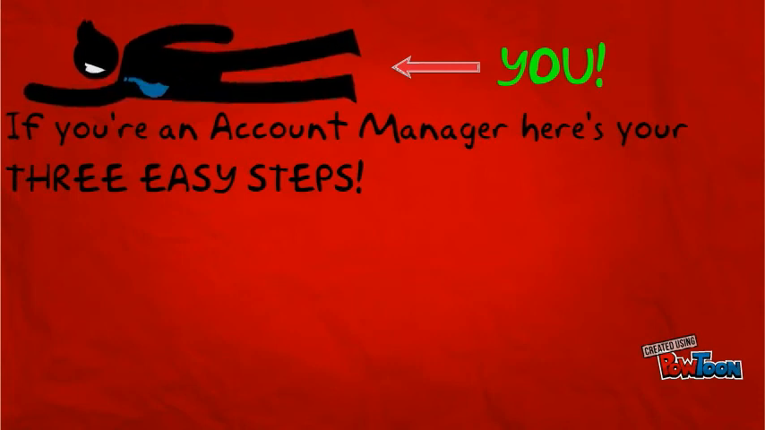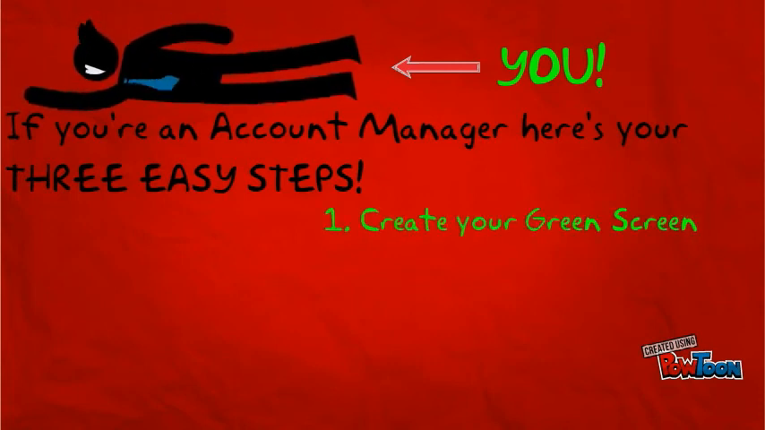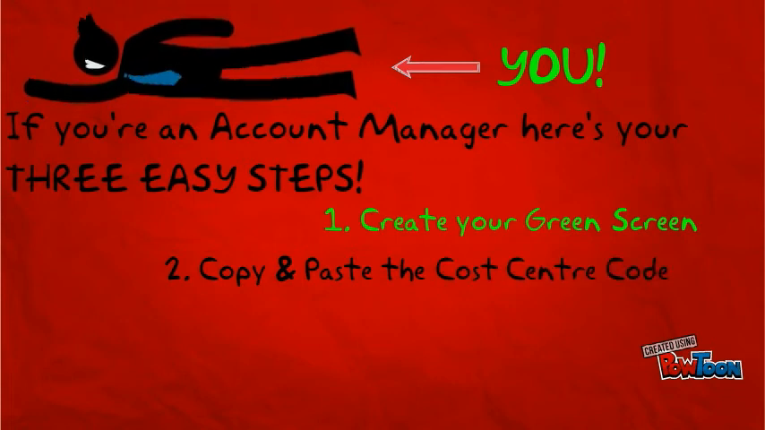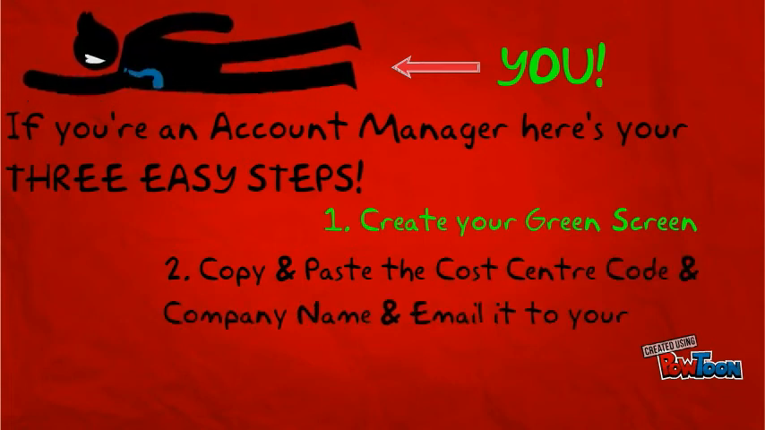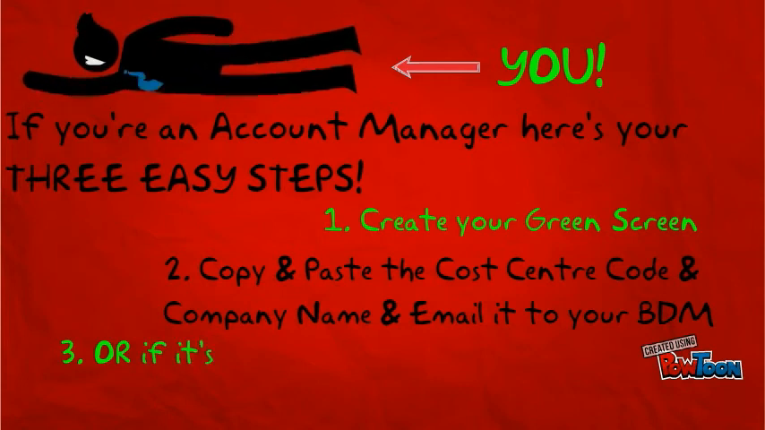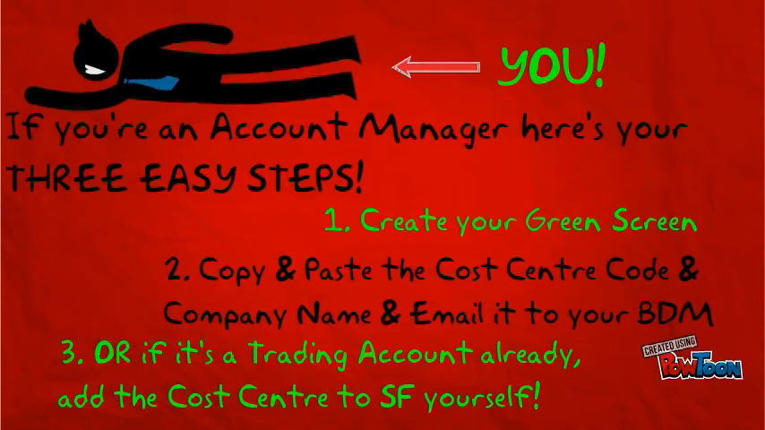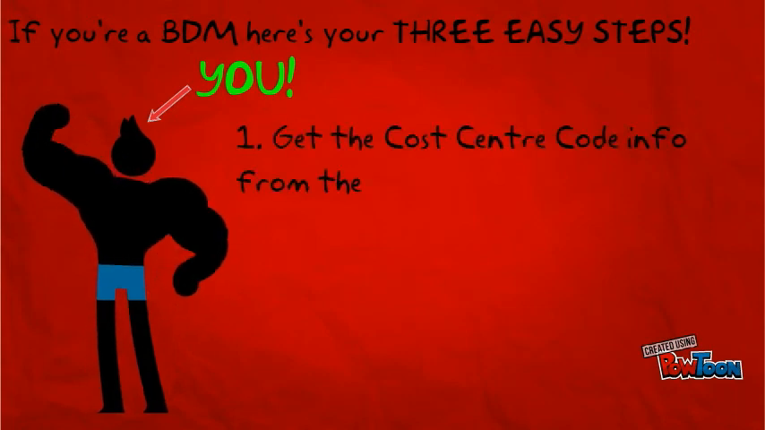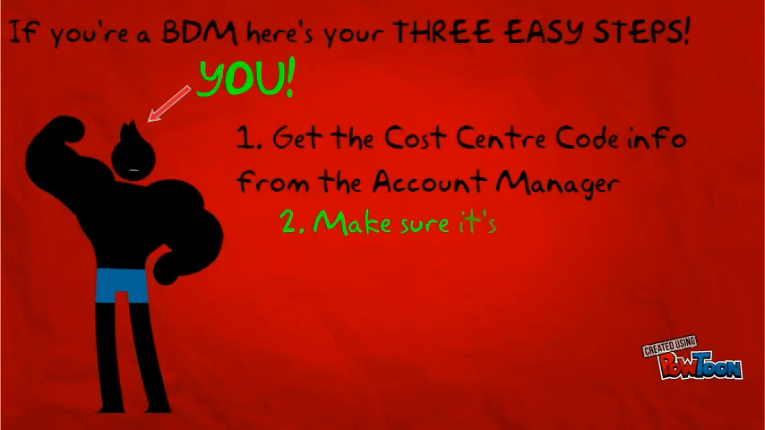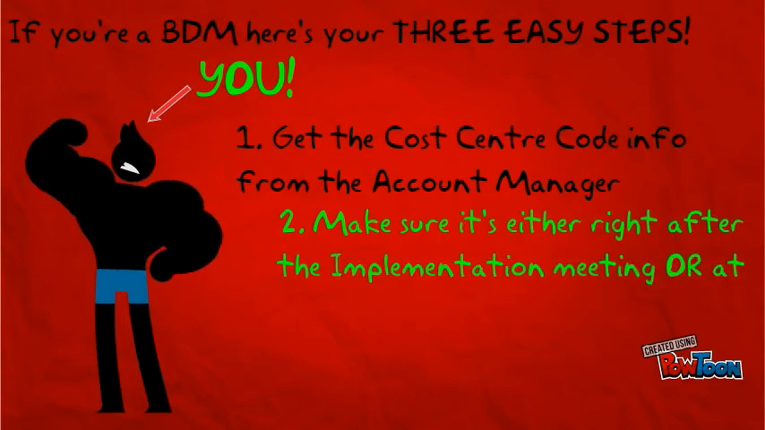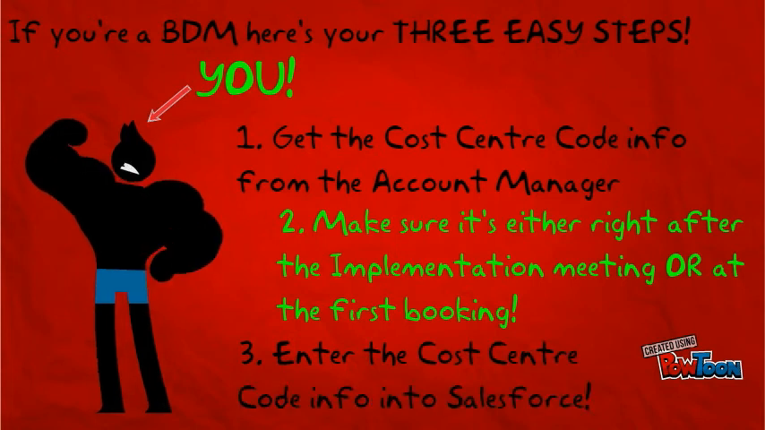If you're an account manager, here's your 3 easy steps. 1. Create your green screen. 2. Copy and paste the cost center code and company name and email it to your BDM. 3. Or, if it's a trading account already, add the cost center to Salesforce yourself. If you're a BDM, here's your 3 easy steps. 1. Get the cost center code info from the account manager. 2. Make sure it's either right after the implementation meeting or at the first booking. 3. Enter the cost center code into Salesforce.